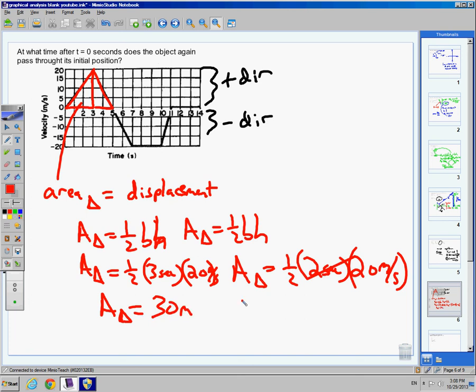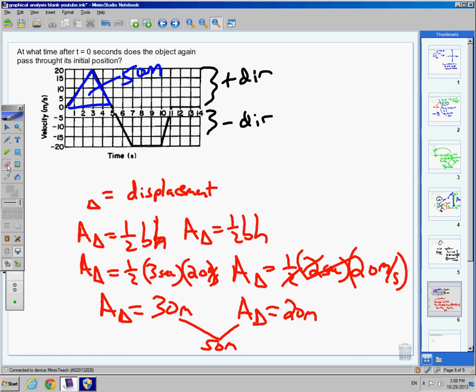And then for the second triangle, I found it to be 20. So we have a half. This 2 cancels out this 2. We have 20 meters. Combine the two, and I know it's 50 meters. So I'm going to erase up here, and I'm going to rewrite that this area is equal to 50 meters.